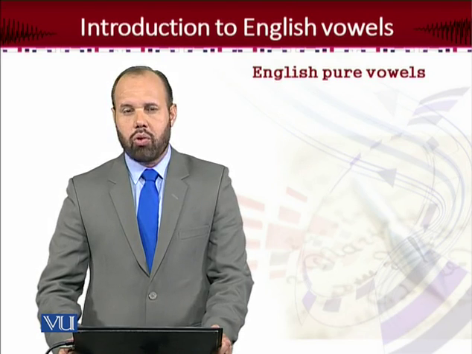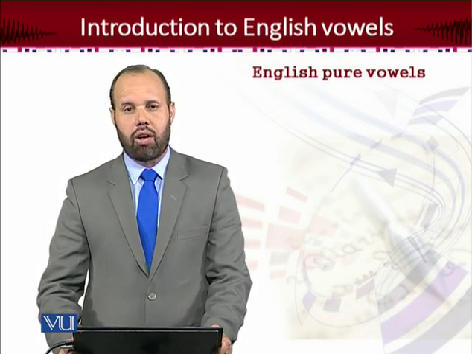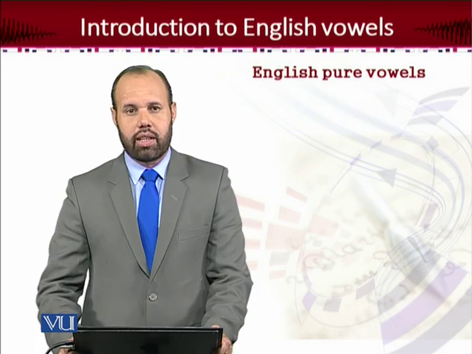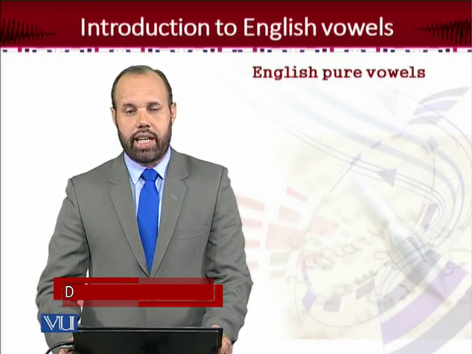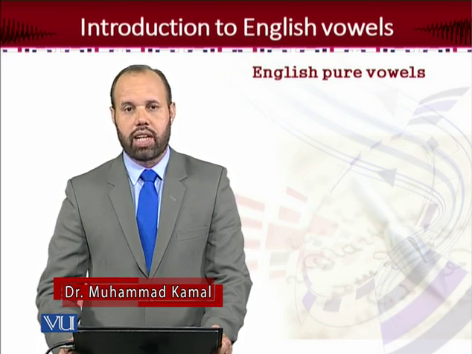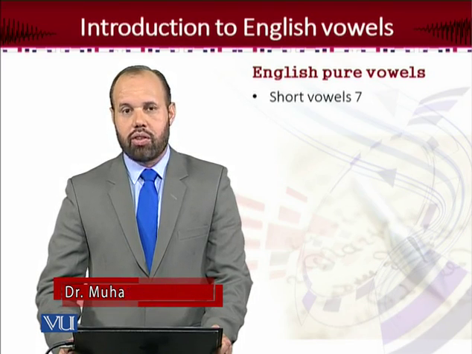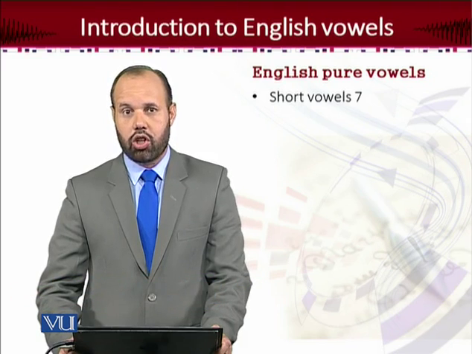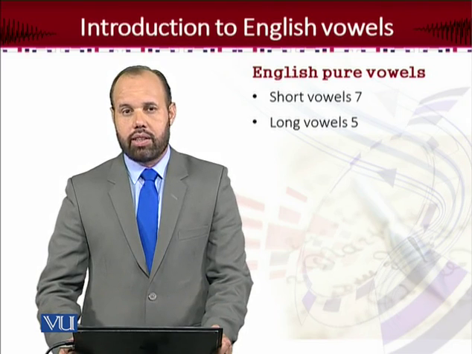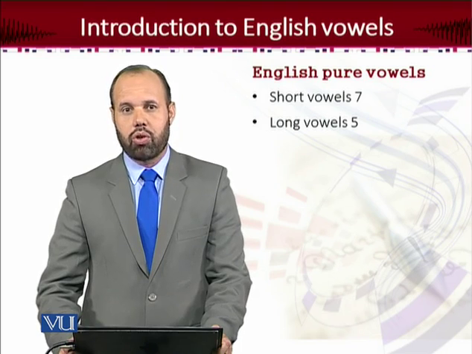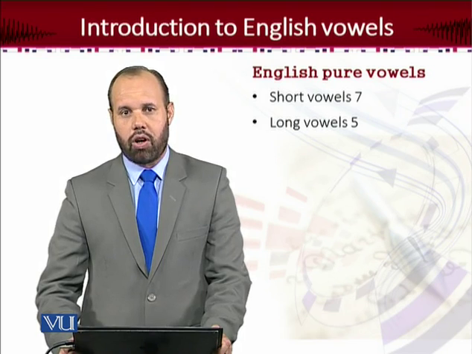Pure vowels are basically the vowels which are constant, which under certain context do not change. There is no movement or there is no glide. Such vowels are called pure vowels. So there are 12 pure vowels in English, 7 are short vowels, and 5 are long vowels. This is one division which is made on the basis of length. And remember that for showing length, we have the colon symbol, the 2 dots vertically written.